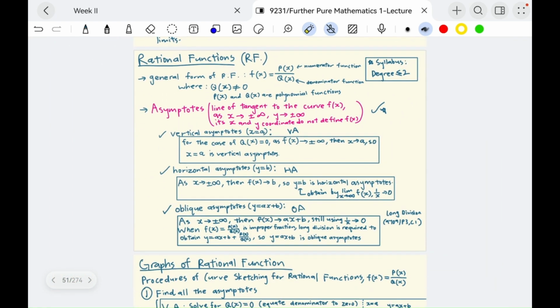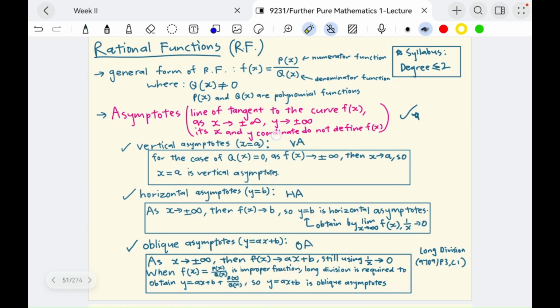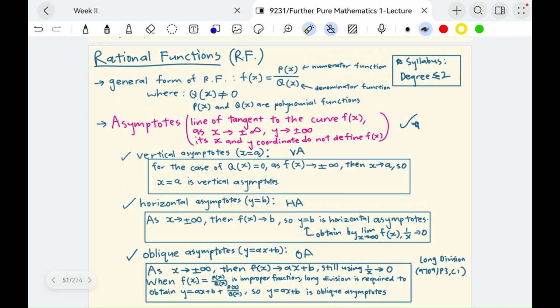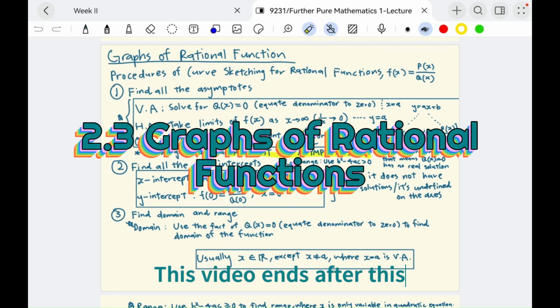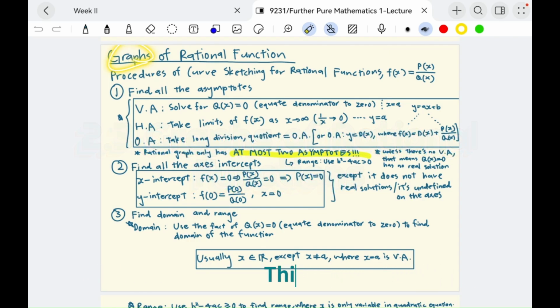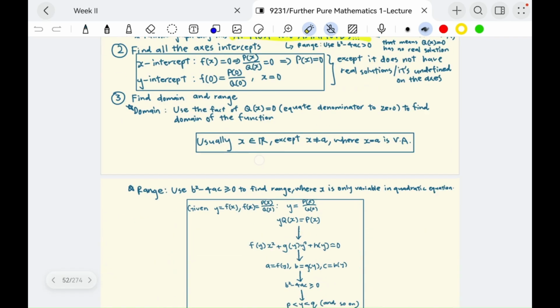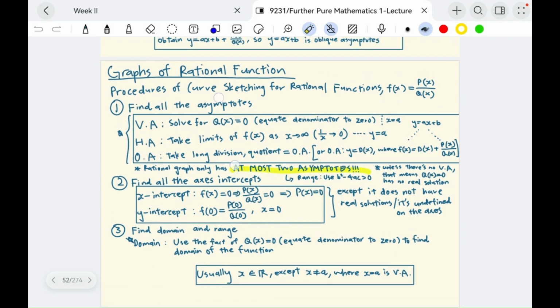So far, if you're clear about this, let's move on to the next subtopic, which is the most important part, which is the graph sketching of the rational functions, the RF. Okay, alright, let's move on to the graphs of the RF. So finally, we are touching the most essential subtopic in this chapter. So here are the procedures of how to sketch an RF. So here are some procedures that you have to undergo.